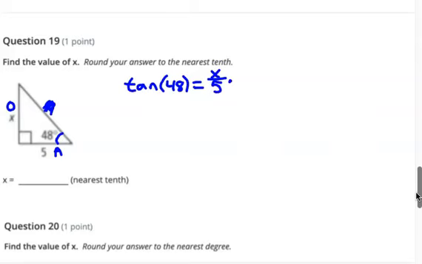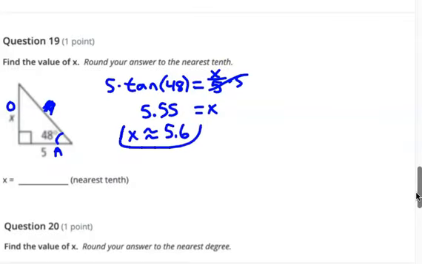So since the number's on the bottom again, we multiply both sides by 5, and we're on our calculator step. So when you do 5 times the tangent of 48, again, you got to know how to punch that in. We end up with 5.55, okay, and that's going to round to approximately 5.6, nearest tenth.